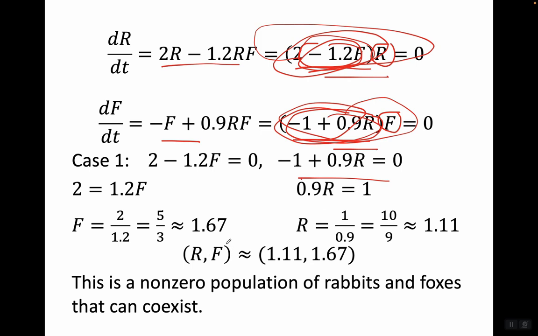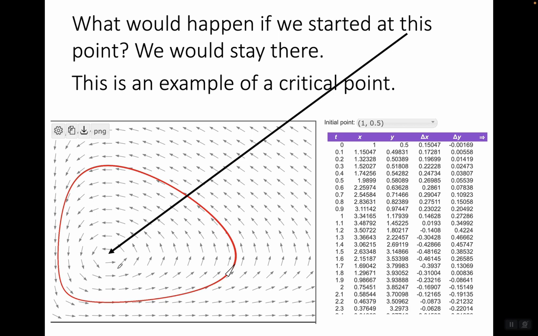So this is a solution. It's just a constant solution, equilibrium solution. R equals 1.11, F equals 1.67. This is a non-zero population of rabbits and foxes that can coexist. And that's actually the one that's smack dab in the middle here. So you start off with 1.67 rabbits, well, 1,600 or 1,000 or whatever, and then 1,100 or 1,000 foxes, and you stay there.